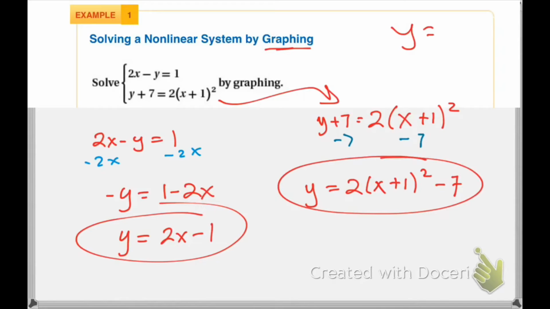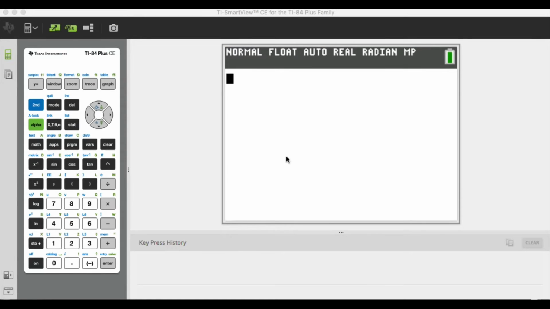So those are my 2 equations that I'll put into the calculator. Now, the calculator is on my laptop, so it might be a strange cut because I got to switch to my laptop for the video. But we'll be using our calculators for the next step. Okay, so once you solve for y in both of the equations, you get to enter it into your calculator.